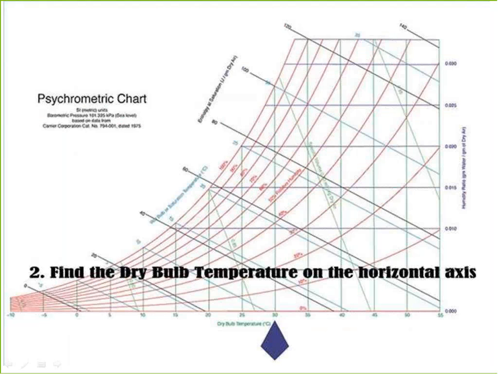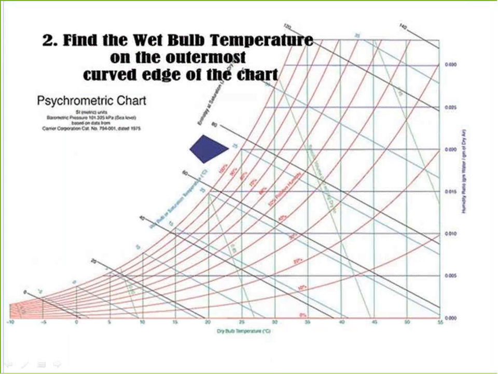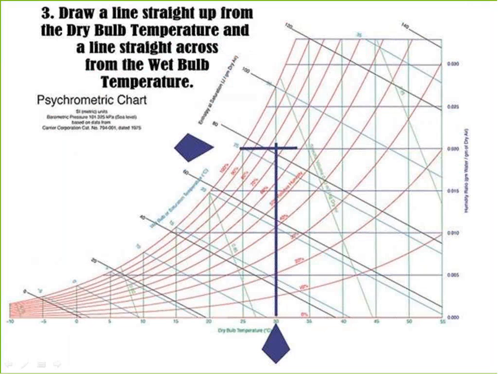Look at the chart. Find the temperature you recorded from the dry bulb on the chart. The dry bulb temperatures are on the horizontal axis or the bottom edge of the chart. Next, find the temperature you recorded from the wet bulb on the chart. The wet bulb temperatures are along the outermost curved edge of the chart. Now, draw a line straight up from the dry bulb temperature and a line straight across from the wet bulb temperature. The point where the two lines intersect is the relative humidity.